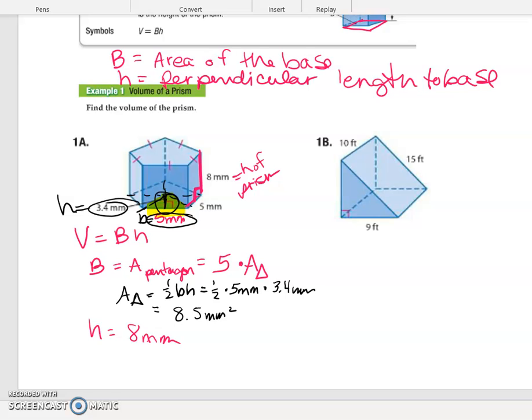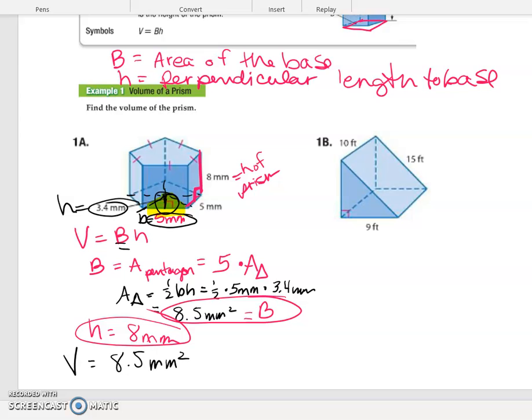Okay, so we've got this, we're ready to find the volume. So volume is area of the base, which in this case was 8.5 millimeters squared, times the height, which is 8 millimeters. And so I'm going to take 8.5 times 8, and that's 68. And then I have millimeters squared and millimeters. Millimeters squared is millimeters times millimeters. Then we're going to add another one, so that's millimeters cubed. And that's why volume is cubed.